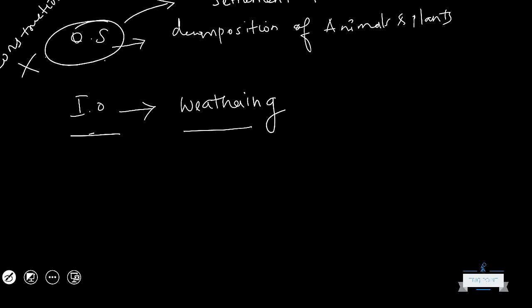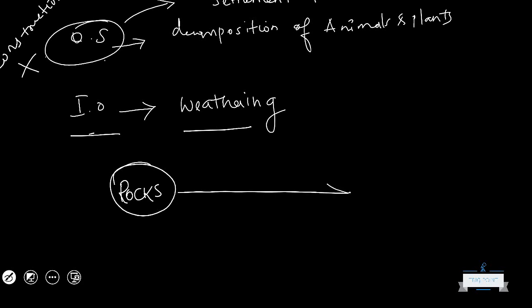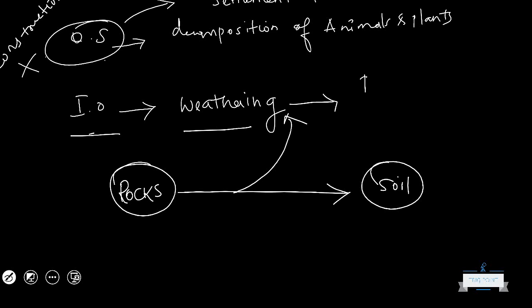So, what is weathering? Weathering means when the rocks are disintegrated and form soil. This process occurs by weathering. That means weathering can occur due to two factors. One is physical, the other is chemical. Let's see briefly about physical weathering and chemical weathering.